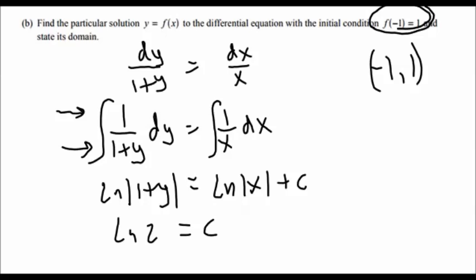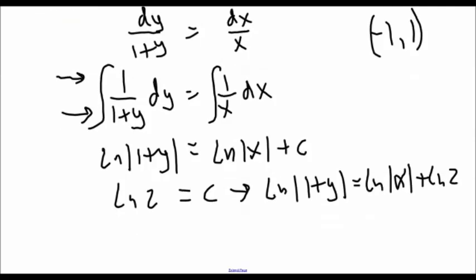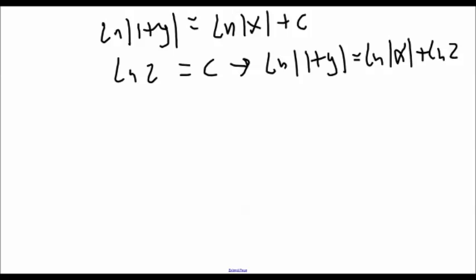And so now I'm ready to go about the business of writing down my particular solution, which is what they asked for. And so here we go. I get natural log of 1 plus y equals natural log absolute value of x plus natural log of 2. And they're going to want us to simplify that down and solve that for y. And so that's going to take a little bit of work.